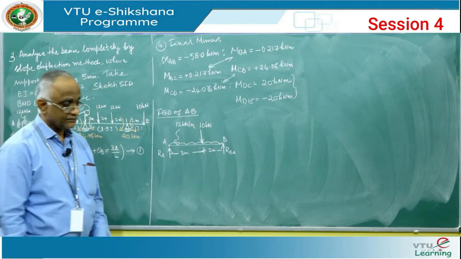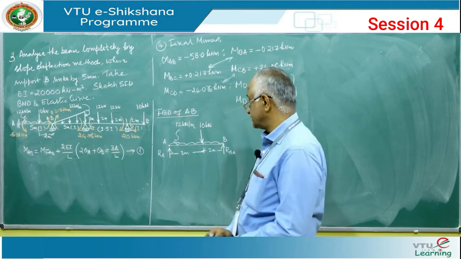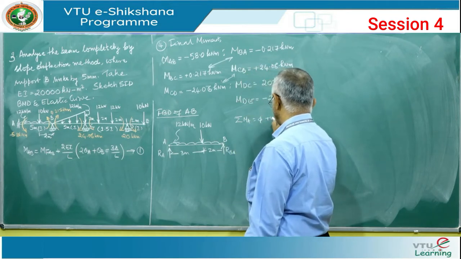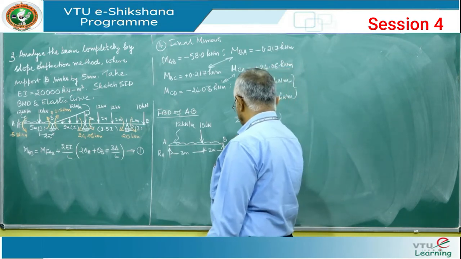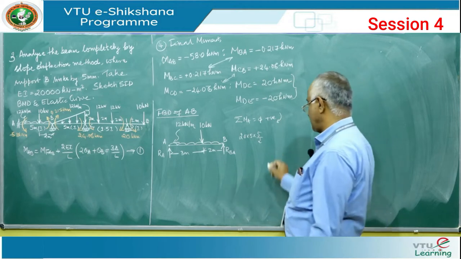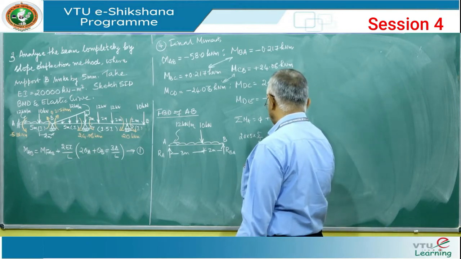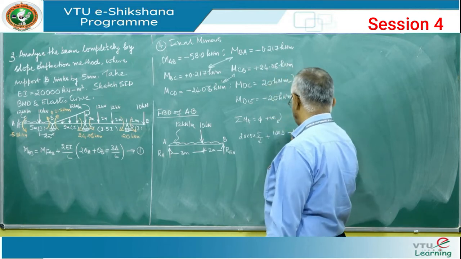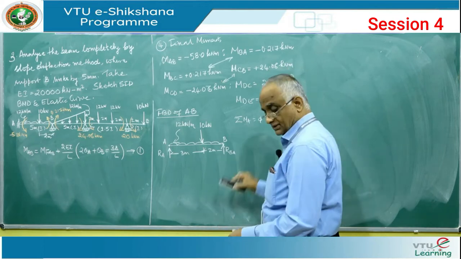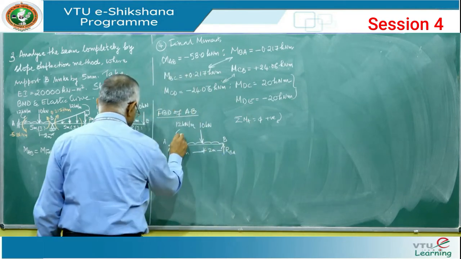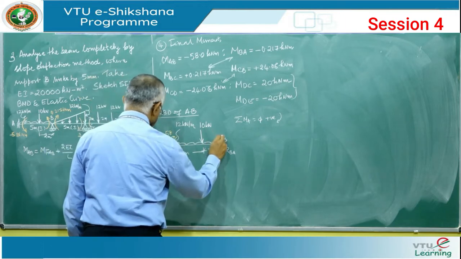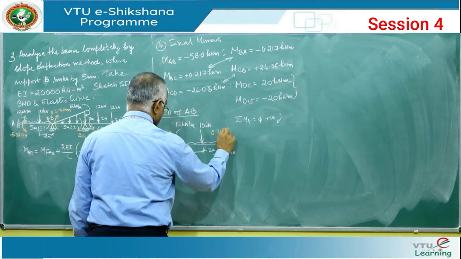Same conditions, use the equilibrium conditions, sigma of MA equal to 0. (20 × 5 × 5/2) that is the moment due to UDL plus 10 × 3, that moment due to point load, minus RB. Before that, I have not introduced the moments here, end moments. It is 58 and 0.217.